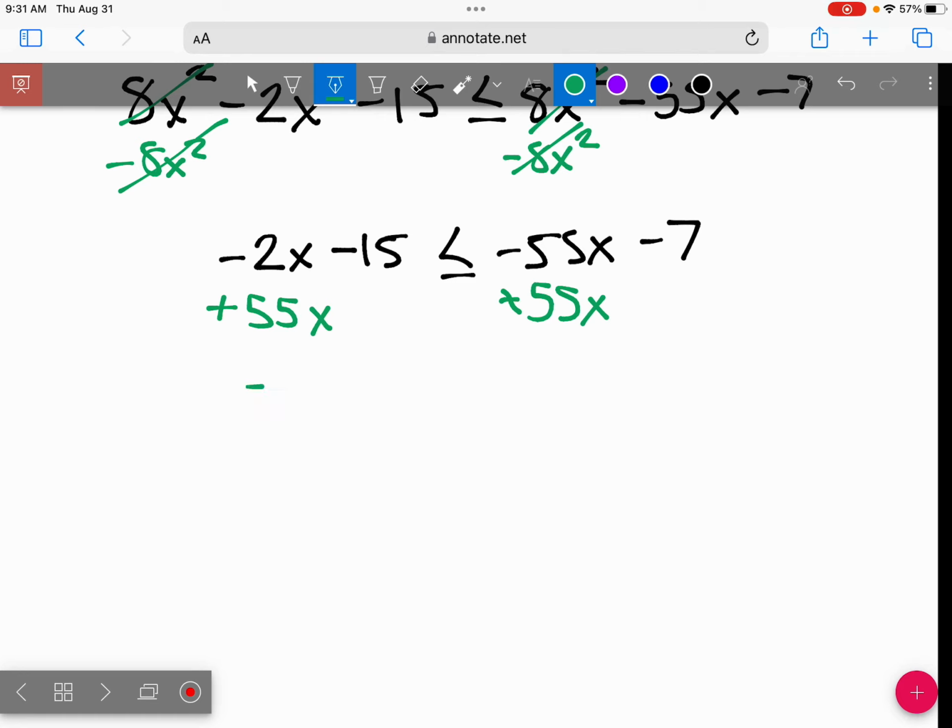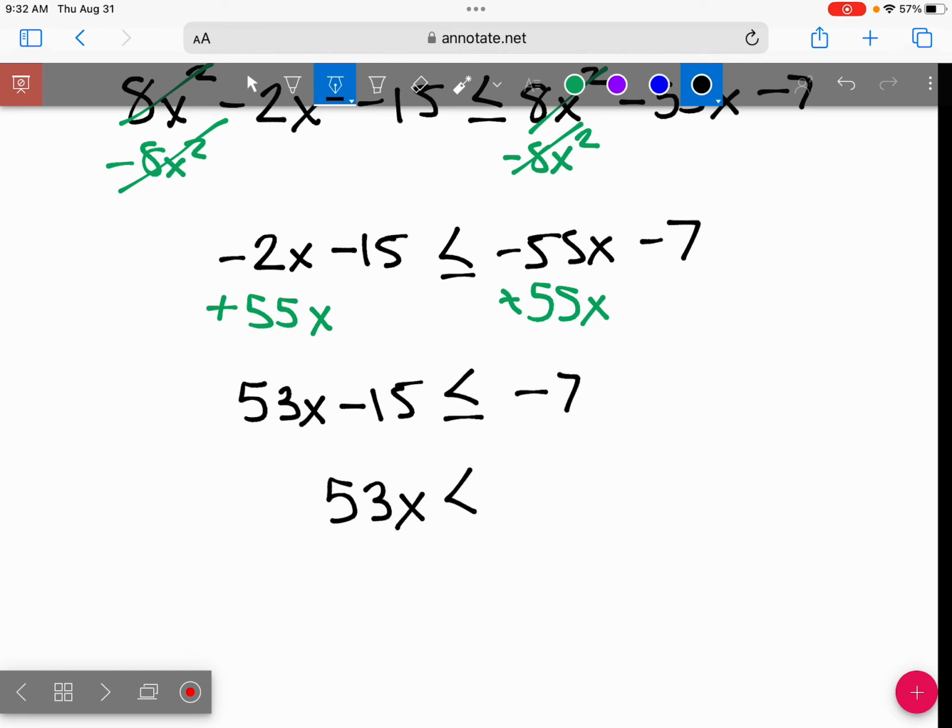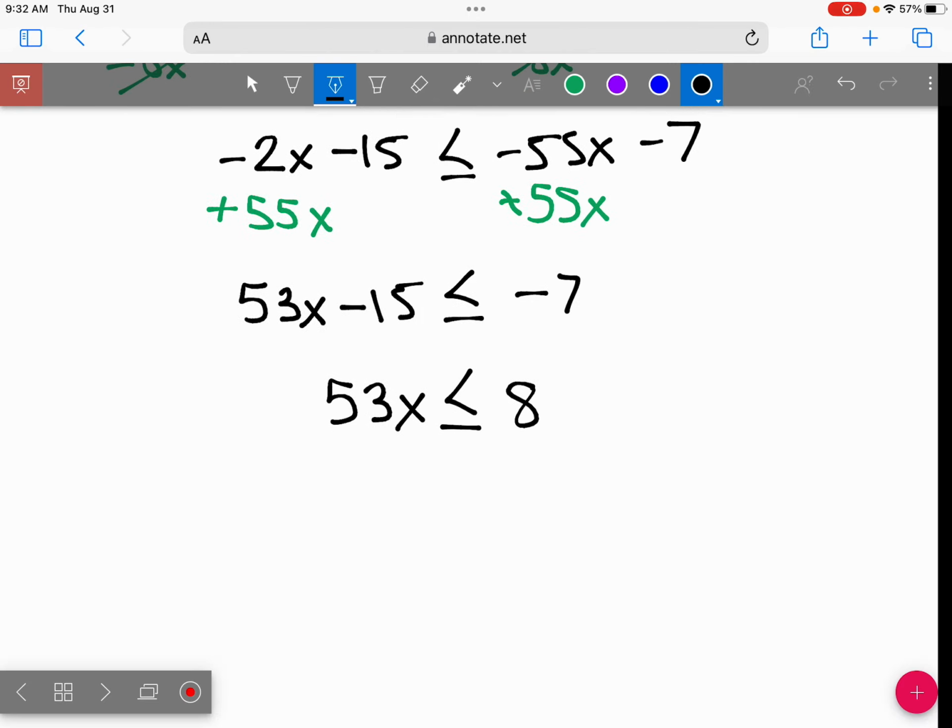So we're going to have 53x minus 15 less than or equal to negative 7. Add our 15 on both sides, and we get 53x is less than or equal to 8. And we're almost there. What is x less than or equal to? 8 over 53.